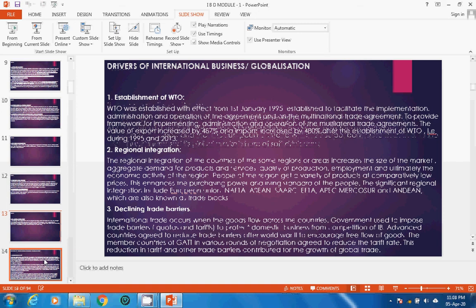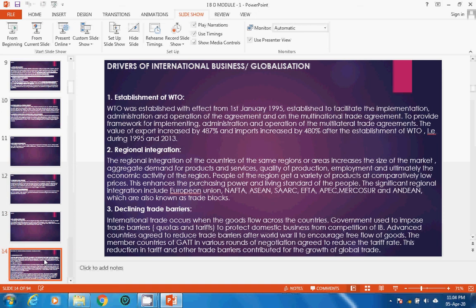Some of the other drivers which help international business companies to go global. Establishment of the WTO, World Trade Organization, which came into force on 1st January 1995, established to facilitate the implementation, administration and operation of the multilateral trade agreements. It has provided the framework for implementing the multilateral trade agreements between the countries. So therefore, the establishment of the WTO increased exports and imports in international business. Regional integrations.